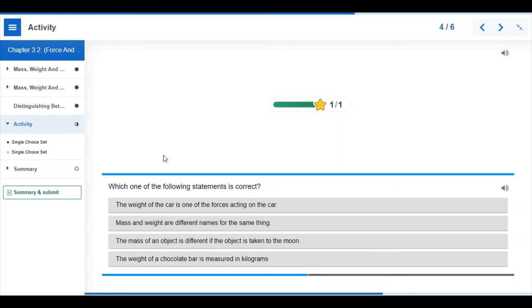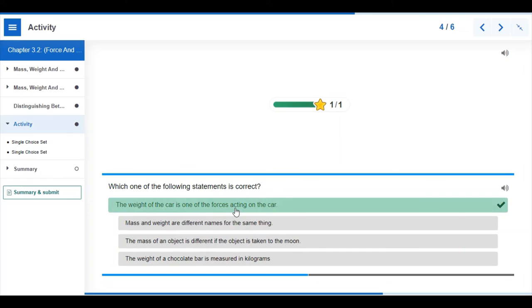The mass of an object is different if the object is taken to the moon. Mass will always be constant anywhere in the universe, anywhere on any planet. Mass of any object is constant. Mass and weight are different names for the same thing. No, that is wrong. The weight of a car is one of the forces acting on the car. Yes, weight will always act where? Downward. Let's check. We are correct.